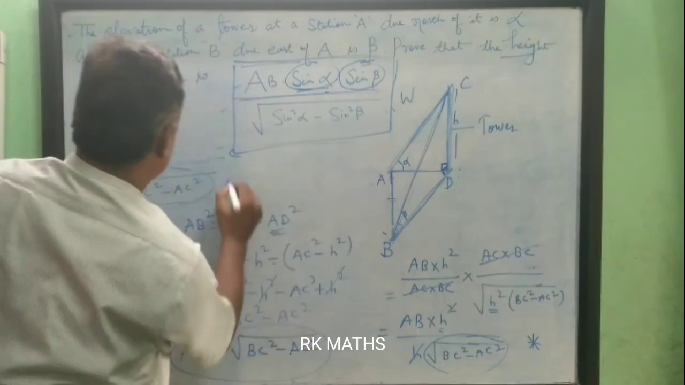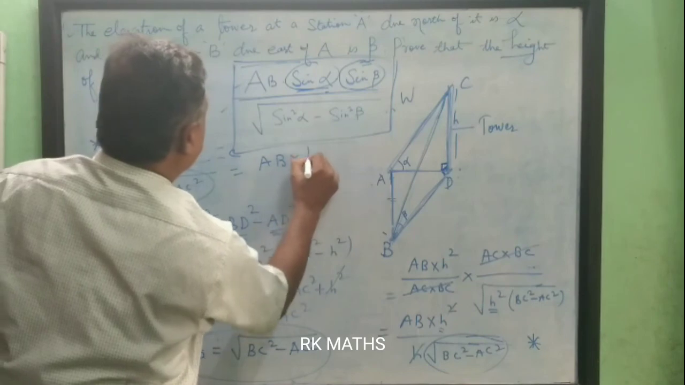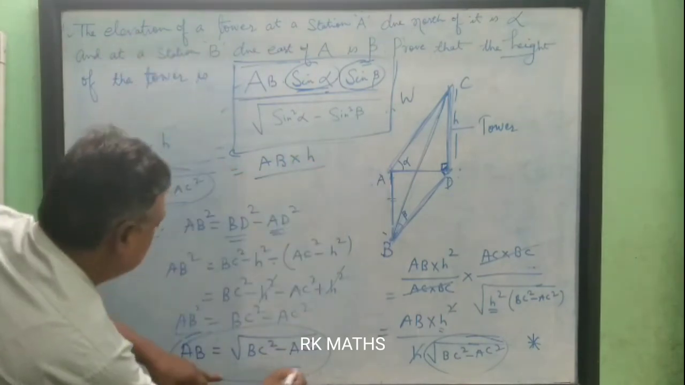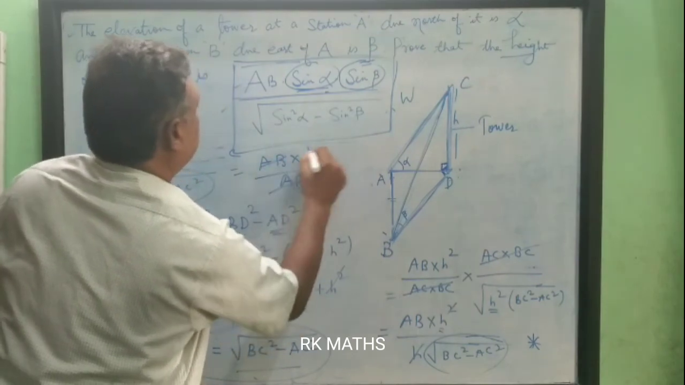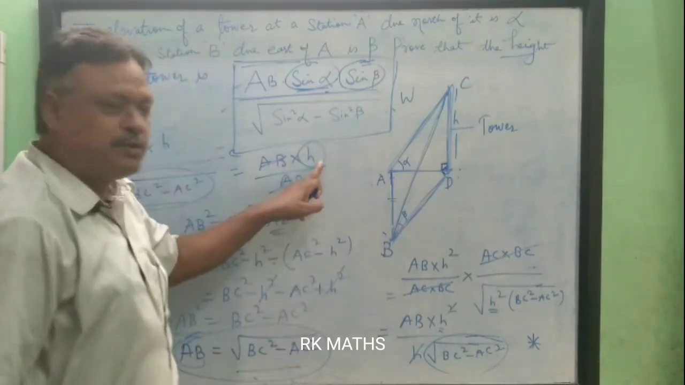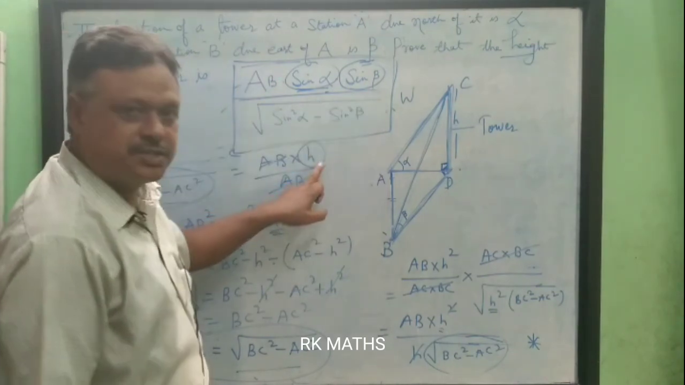So finally AB into H, and this is equal to AB. So AB. So we have proved that this is the height of the tower H.